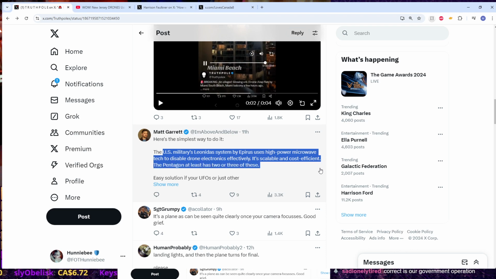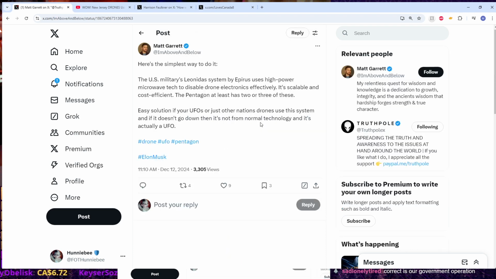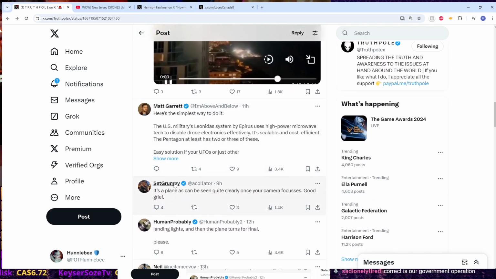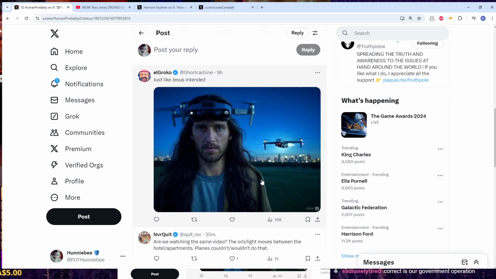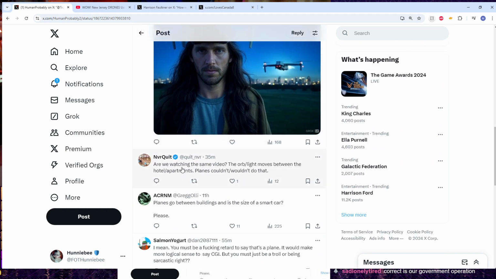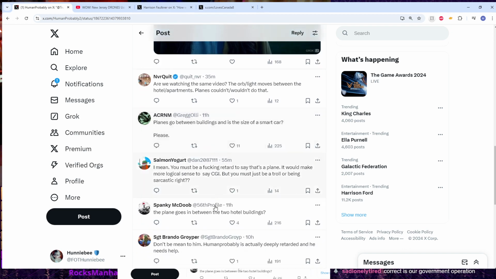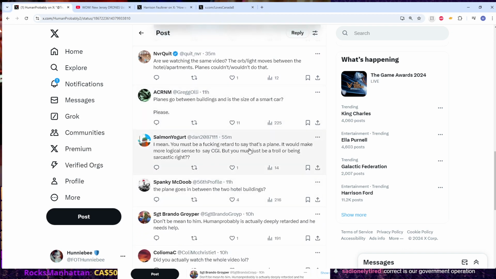High power microwave. Tech to disable drone electronics effectively. Landing lights and the plane turns for final. What does this mean? Please? I don't get what this means. The orb light moves between the hotel apartments. Planes don't do that. Planes go between buildings and is the size of a smart car. You must be effing retard to say that's a plane. It would make more logical sense to say CGI, yeah.